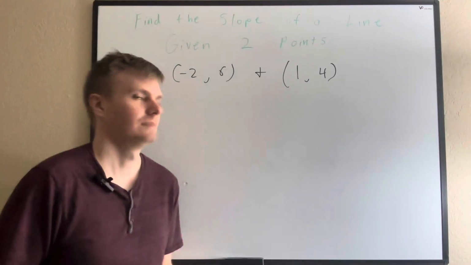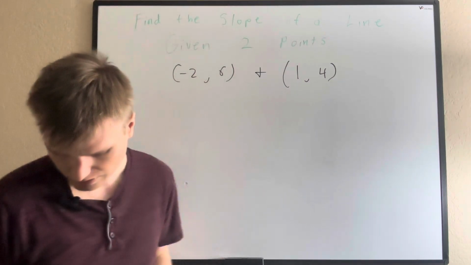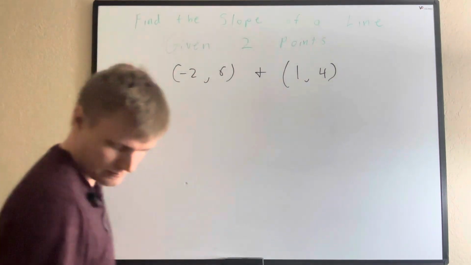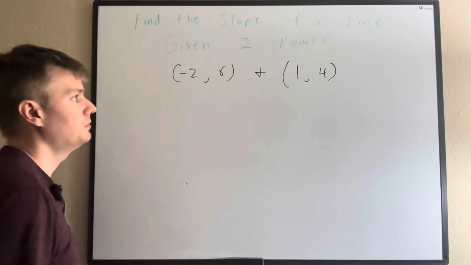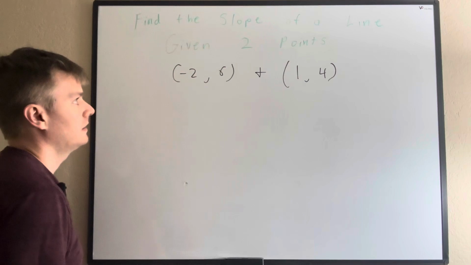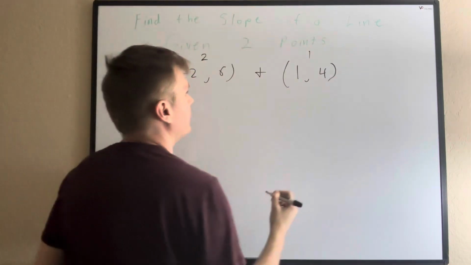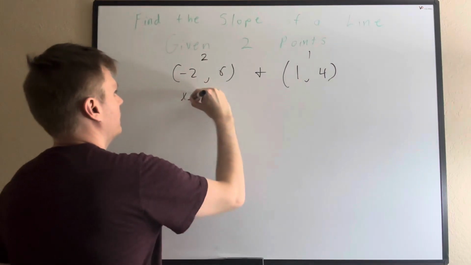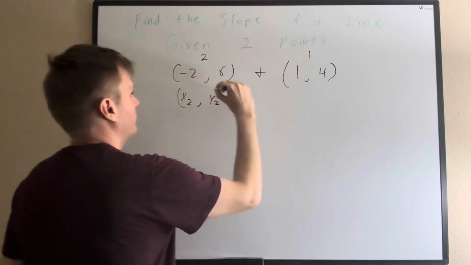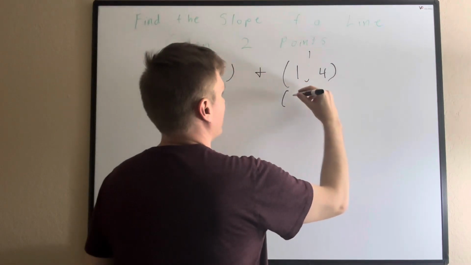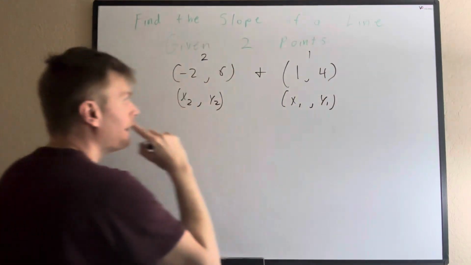All right. Another example and call it a video. Find the slope between these 2 points. Now, just for funsies, we'll call this one 2 and this one 1. So we get x2 and y2 over here, and x1, y1 over here. Okay.